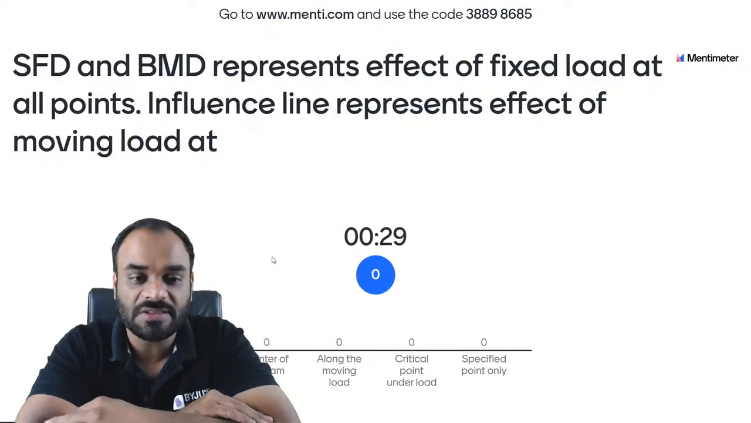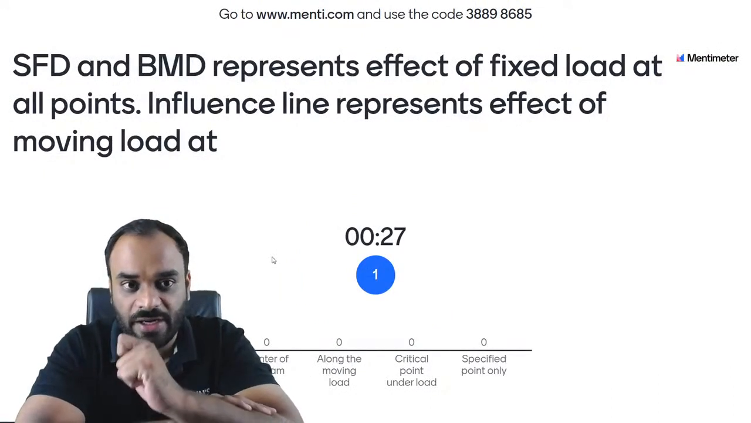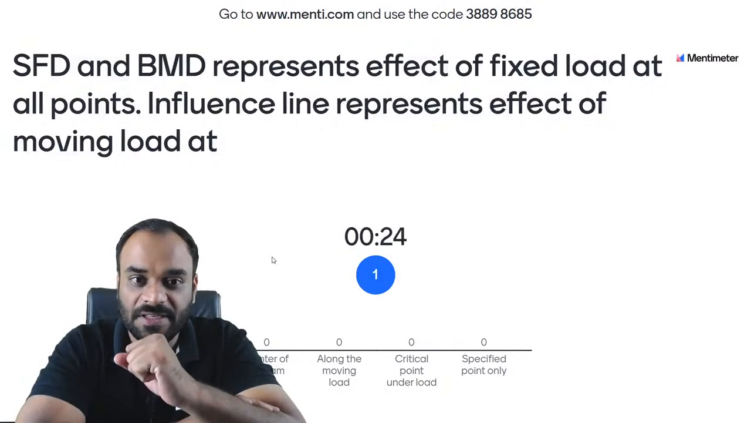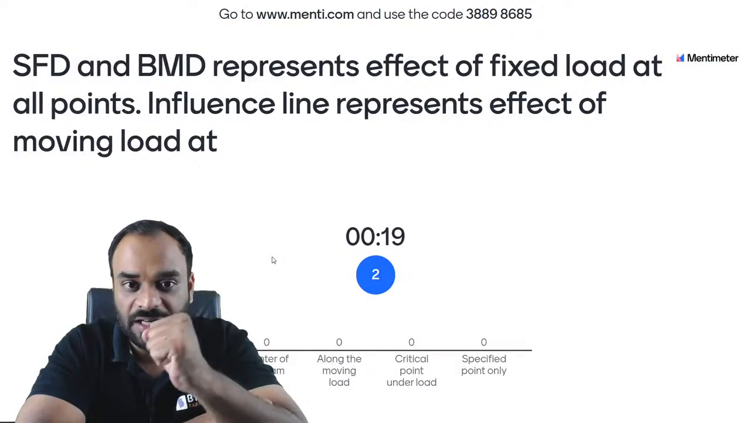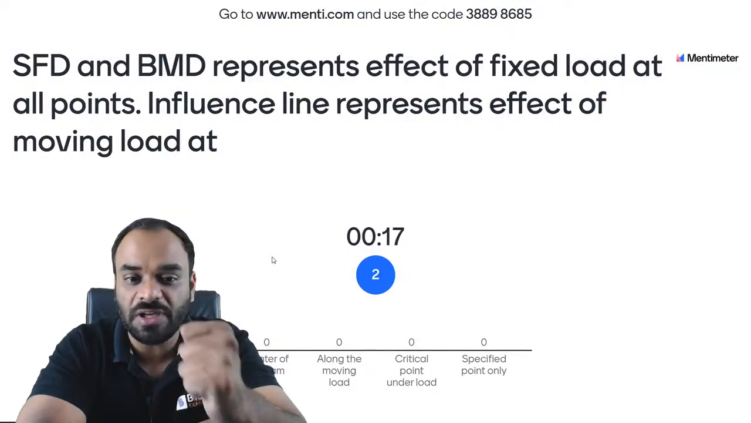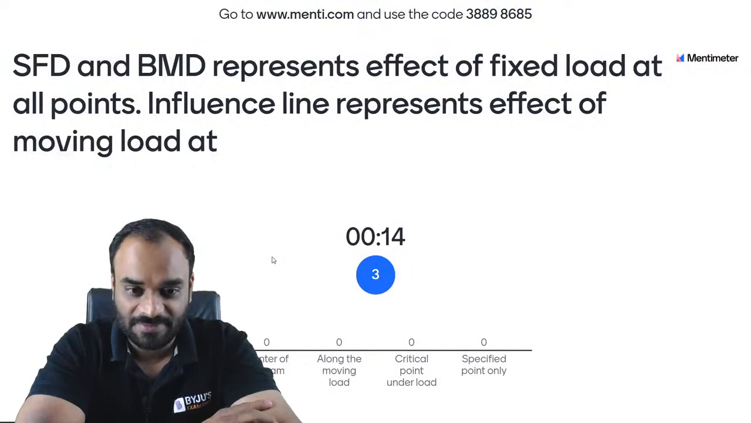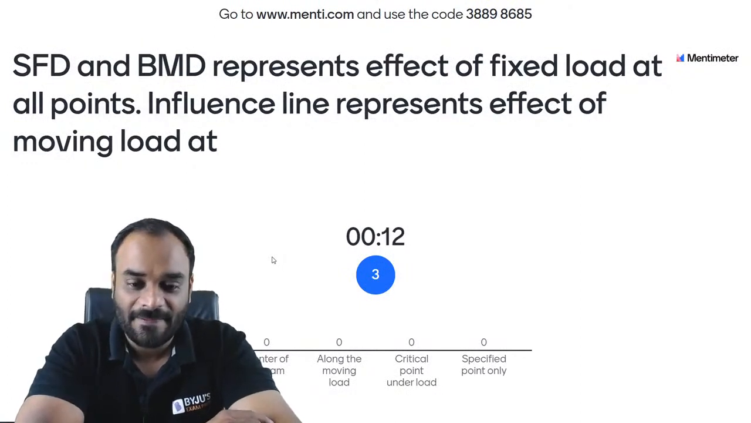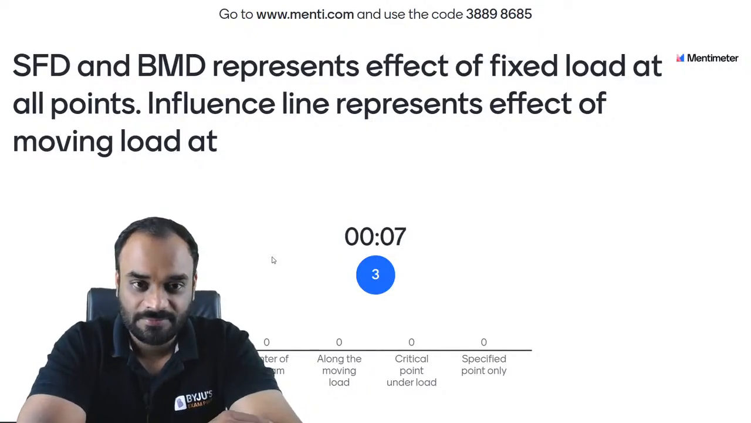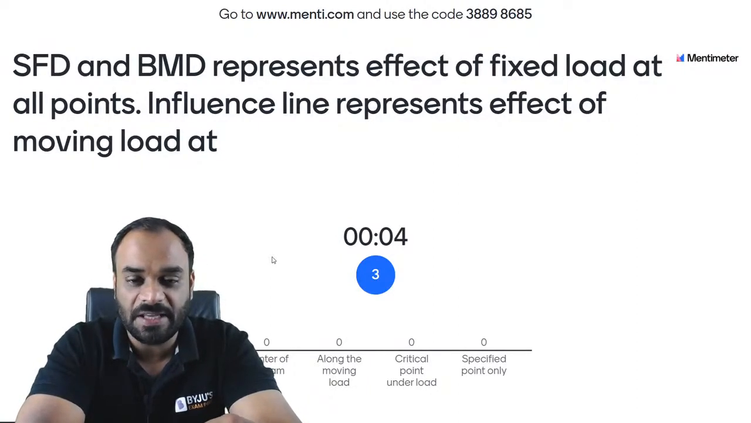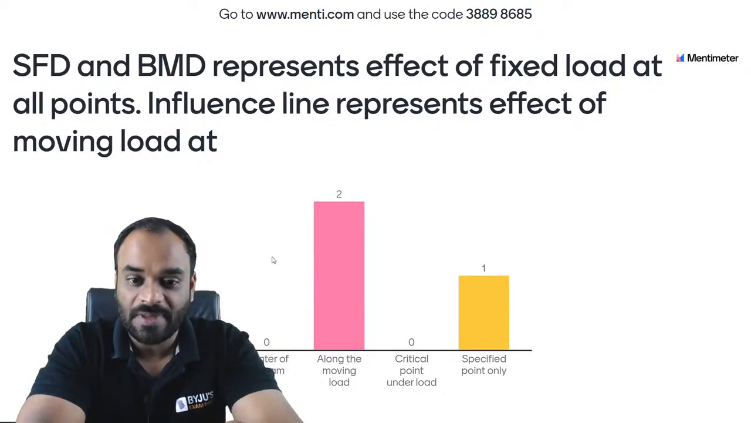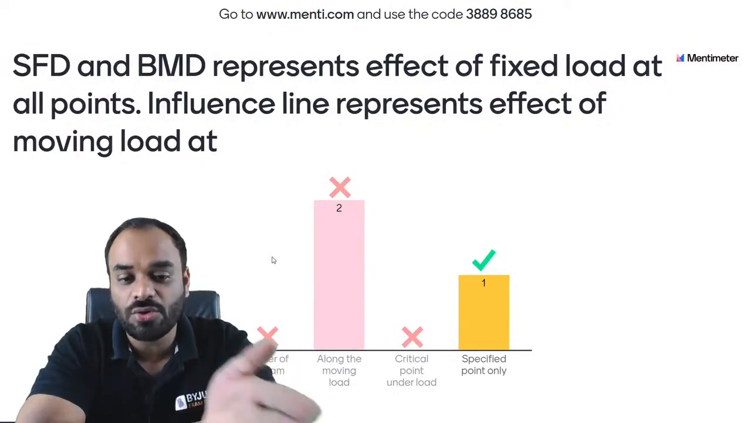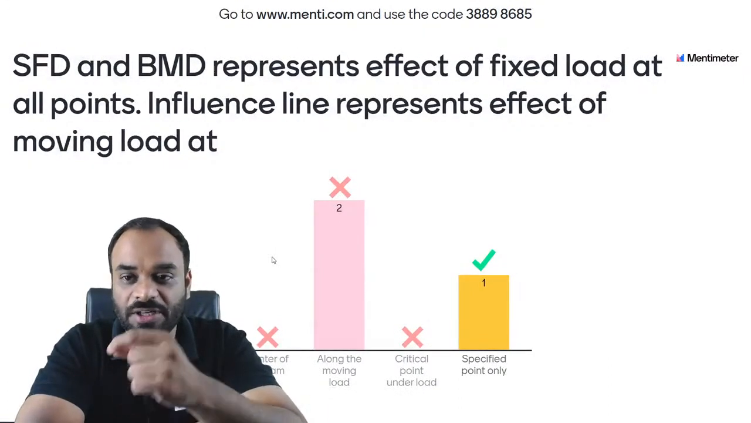Okay, now this is the question in which the shear force diagram and bending moment diagram represent the effect of fixed load at all the points. Influence line diagram represents effect of moving load at a specified point, not along the moving load. Please remember this particular point.